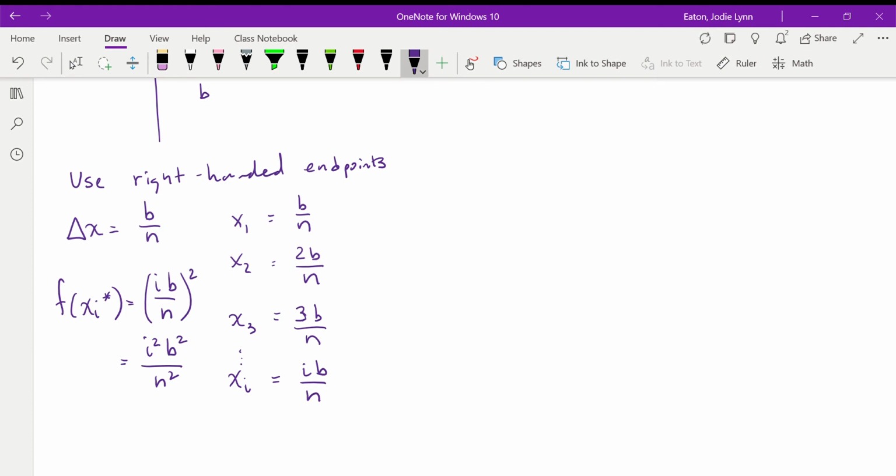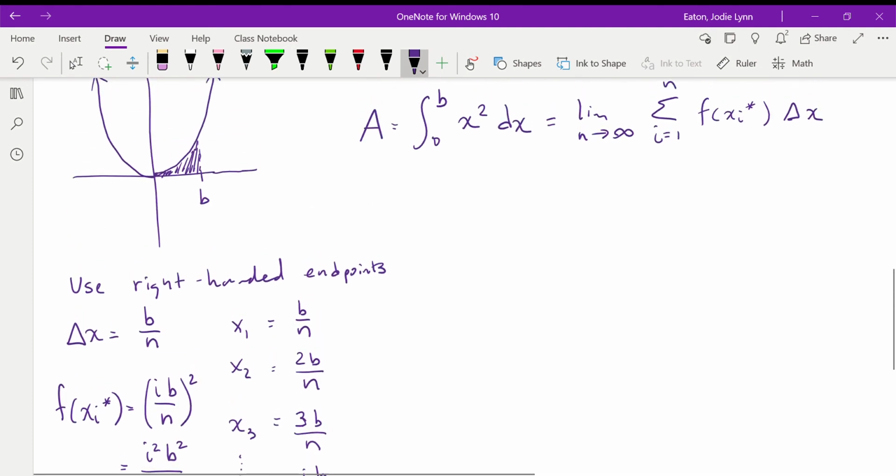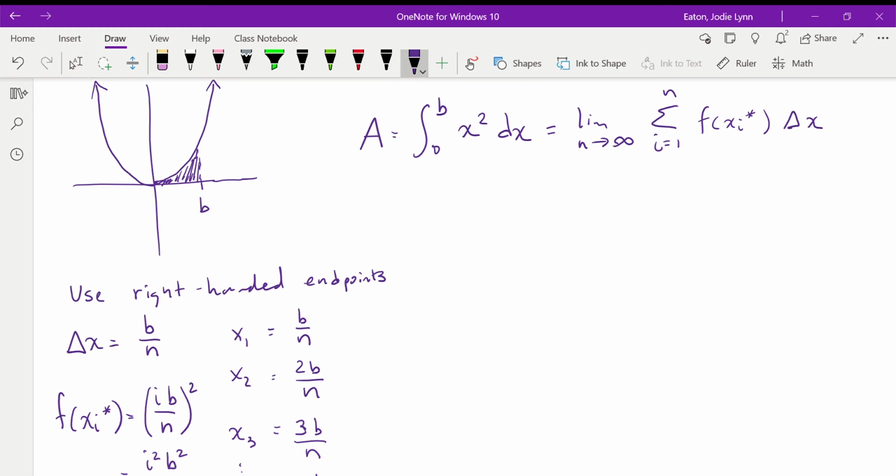So now we can plug all of this into our lovely Riemann sum. So our area is the limit as n approaches infinity. Whoops, that's a sum. Jumping ahead of myself here. The sum i equals 1 to n. Our f of xi star is b squared over n squared, and I'm going to write times i squared here. I'm just pulling it off of the fraction because I know I'm going to want to leave my i squared inside the sum because that's one of my handy dandy sums I know.